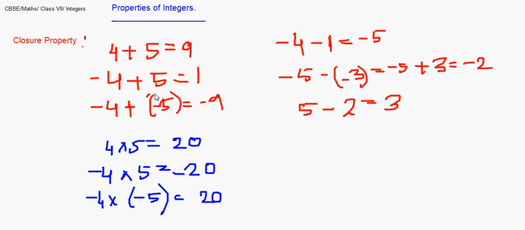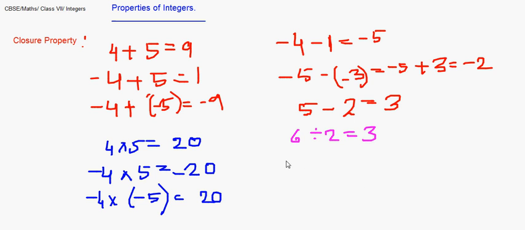If you see, in addition, all the sums are integers. After subtracting also, you see your results are all integers. Even in multiplication, all of them, be it positive or negative, are integers. Now move on to taking up division. If I divide two positive integers, I am getting 3 as the answer, which is again an integer.